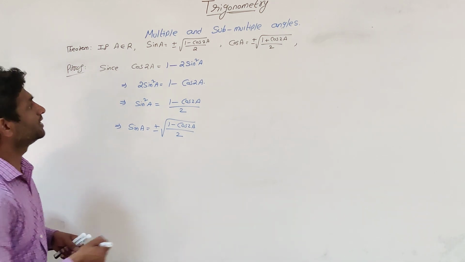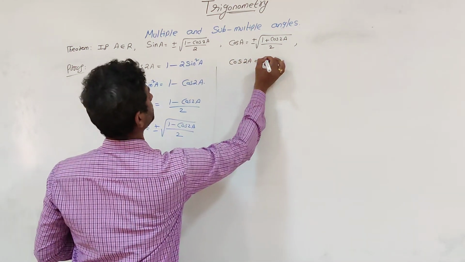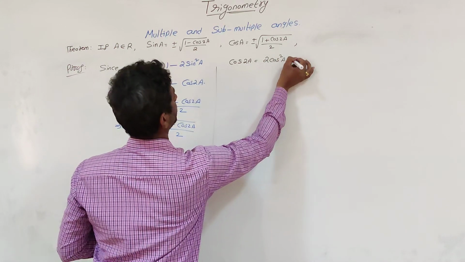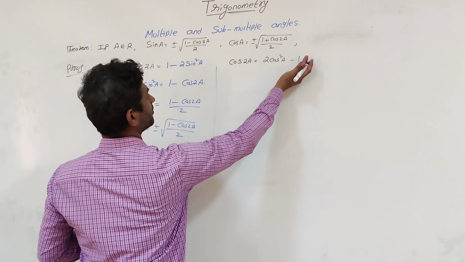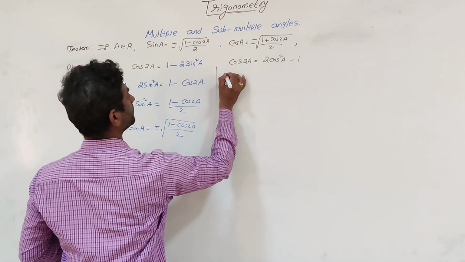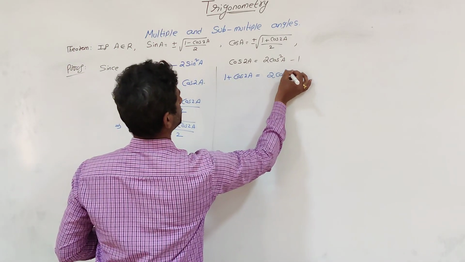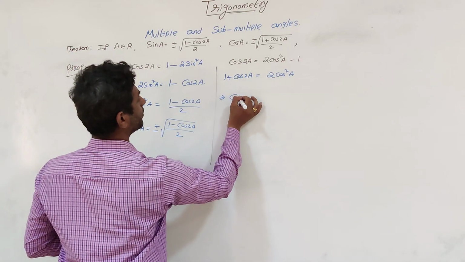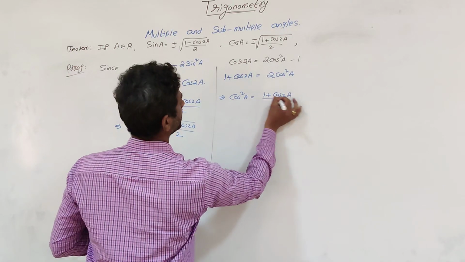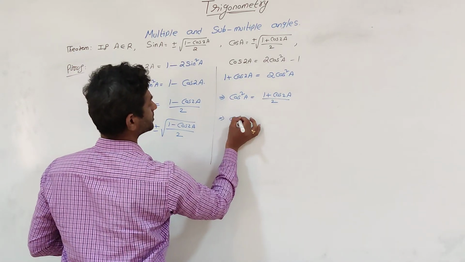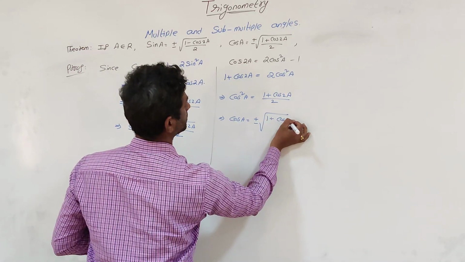Next, similarly, cos 2a can be written as 2 cos square a minus 1 in terms of cos. And if you bring minus 1 to the left hand side, it will be 1 plus cos 2a is equal to 2 cos square a. Implies cos square a will be 1 plus cos 2a by 2. But what will be cos a? It is plus or minus under root of 1 plus cos 2a by 2.